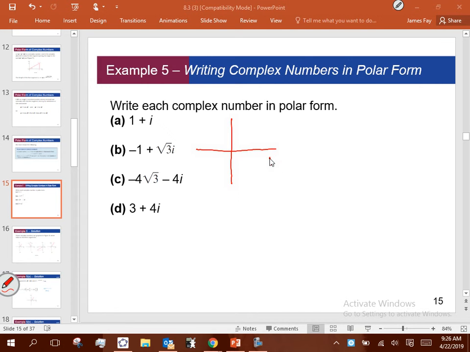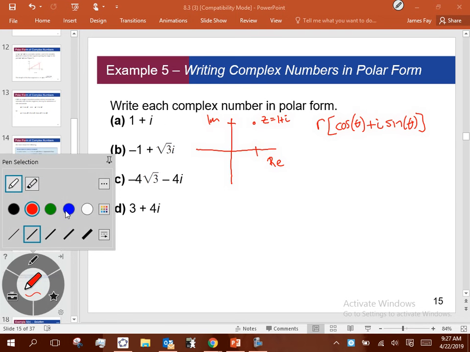Okay? So here's my real axis. Here's my imaginary axis. I go 1 over in the real, 1 up in the imaginary, and that point right there is 1 plus i. We want to convert that into polar form, which says that we need to be able to write something as r cosine of theta plus i sine of theta. So with this information, we need to come up with what r is and what theta is.